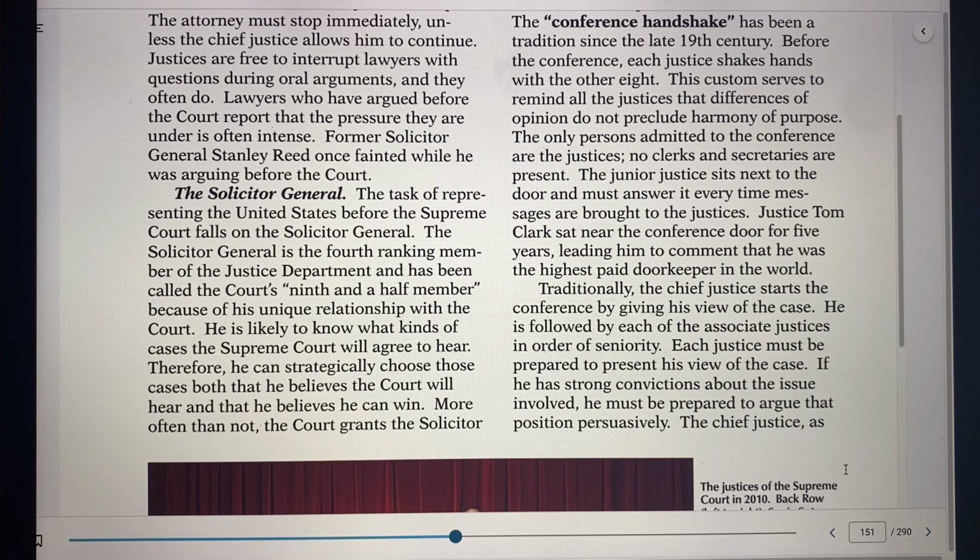So traditionally, the Chief Justice starts the conference by giving his view of the case. He is followed by each of the other justices in the order of seniority and what they think. Each justice must be prepared to present his view of the case at this time. If he has strong convictions about the issue involved, he must prepare to argue.